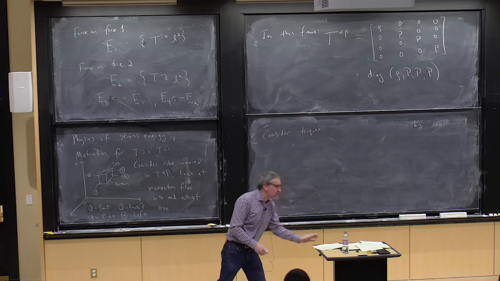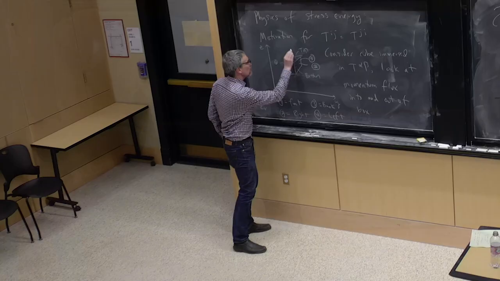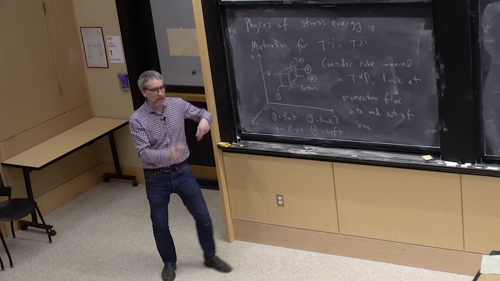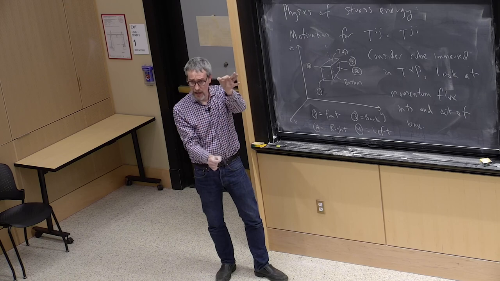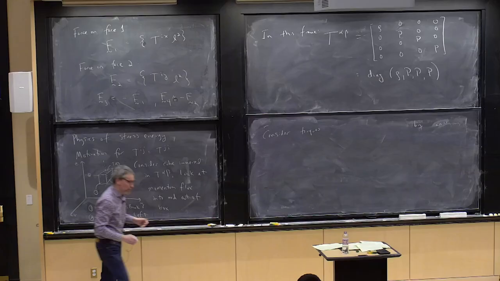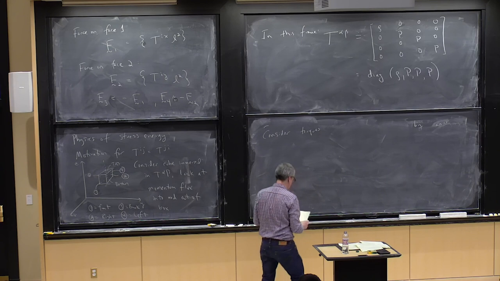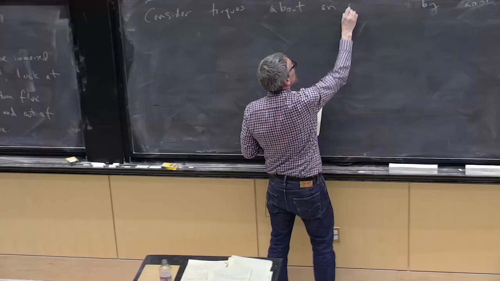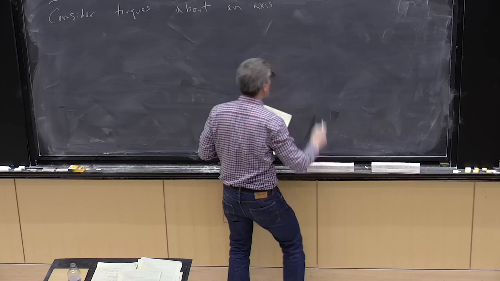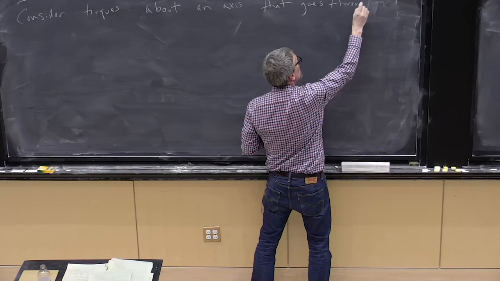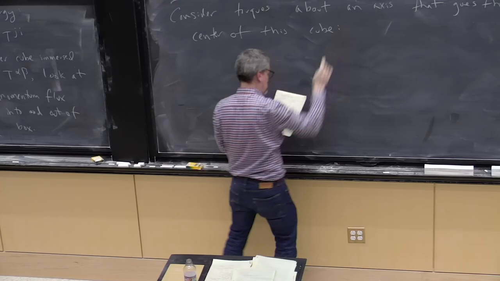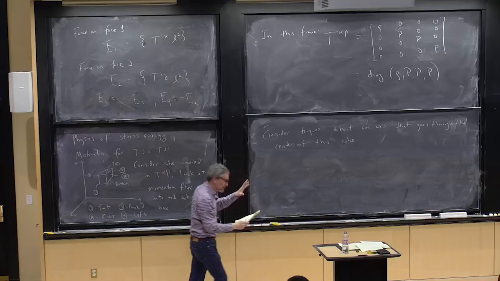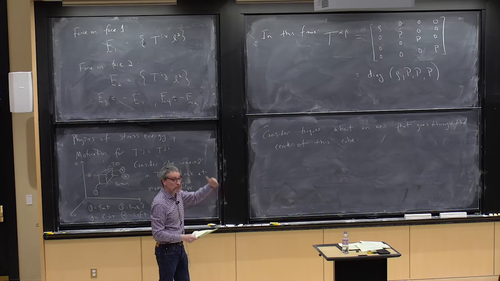What I want to do is consider the torques about an axis that runs through the middle of this thing, going from the top to the bottom. So go through and add up all the torques associated with these little forces about an axis that goes through the center of this cube. Like I said, I'm going to leave out the details, but basically you do the usual r cross F to get the torques associated with each of these different faces.